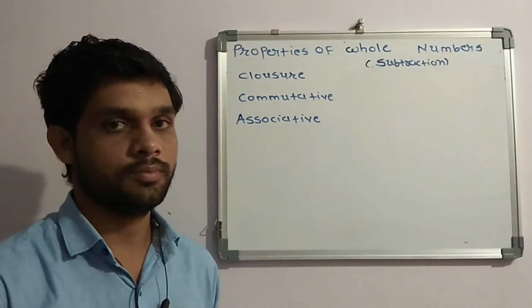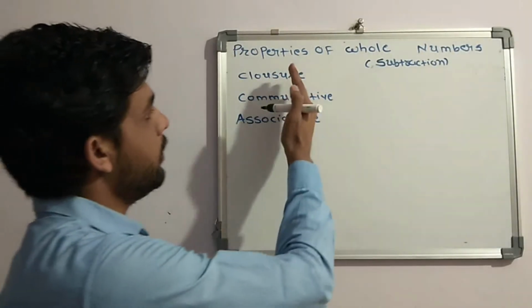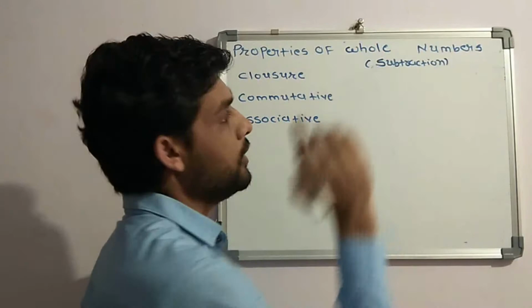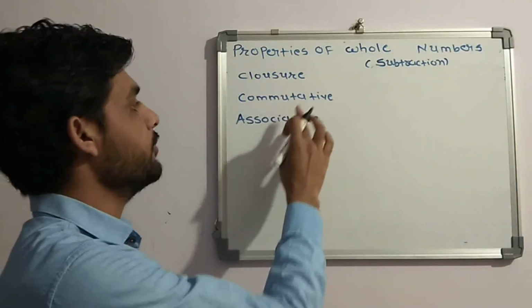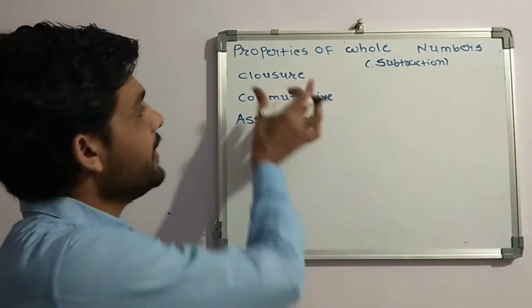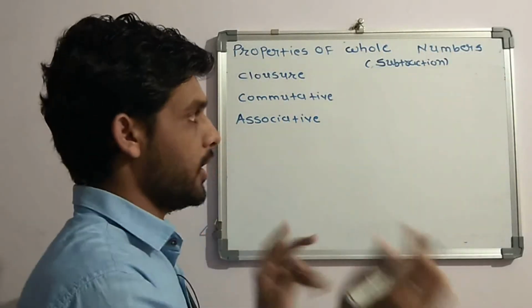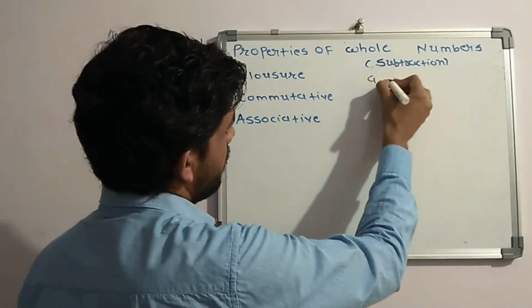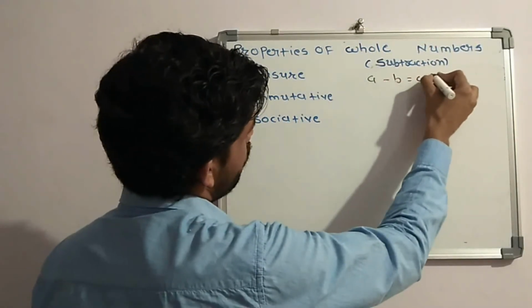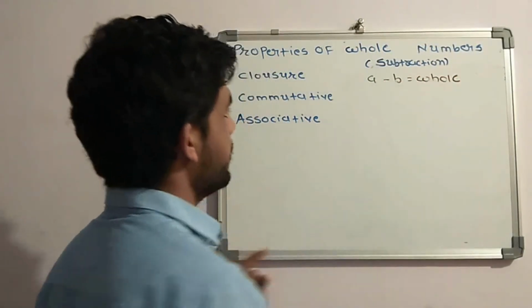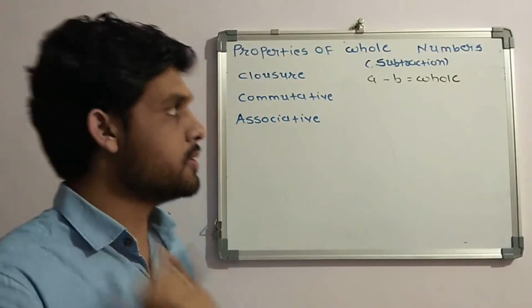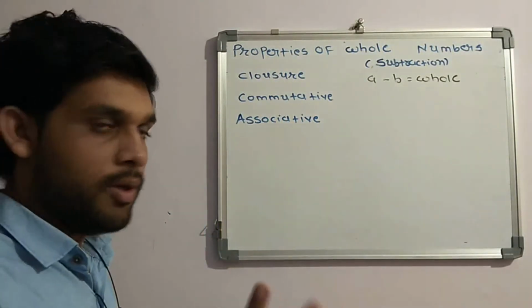Now we are going to learn about properties of whole number for subtraction, in which closure, commutative and associative. Let us start with the closure property. What closure property says is that when we subtract any two whole numbers a and b, if the answer is also a whole number, then we can say that this property is closed under subtraction for whole numbers. Let me try to prove.